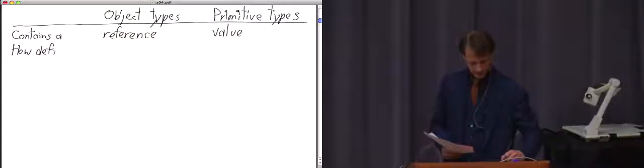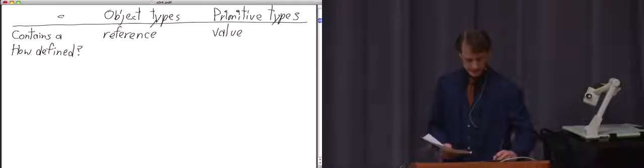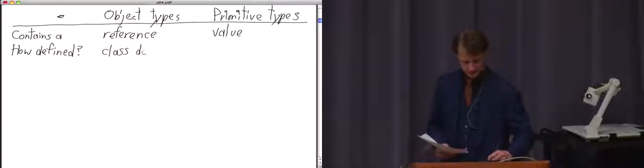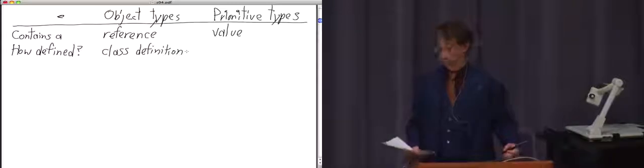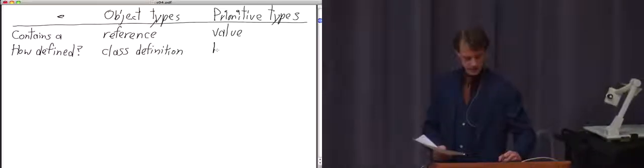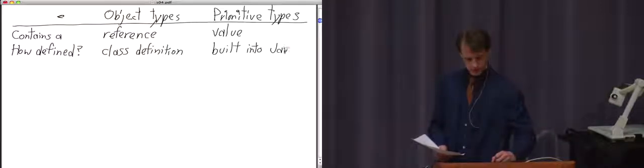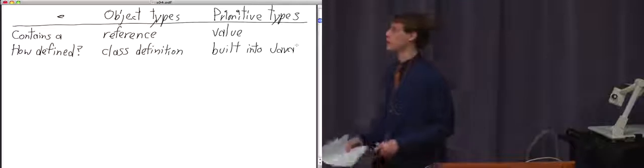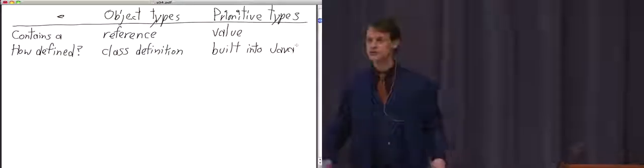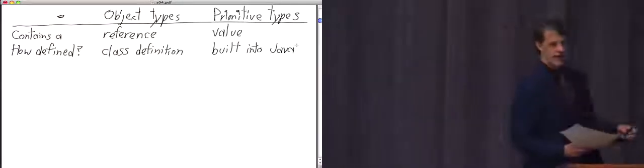How do we define these types? Object types we define with class definitions. We learned how to do those on Monday. Primitive types are built right into Java. And like it or not, you can't make new ones. So, just the 8 I've told you about.